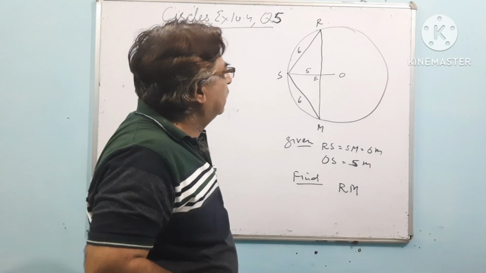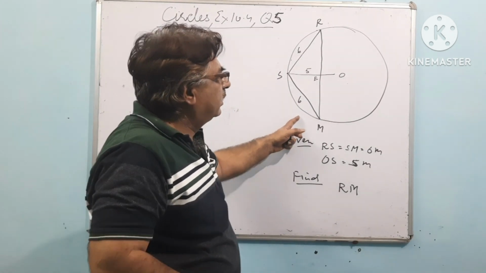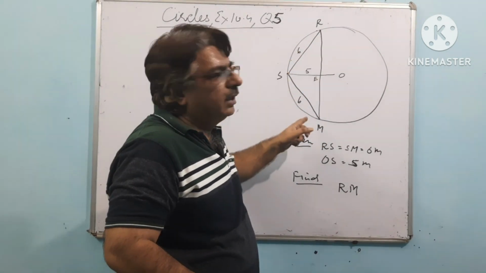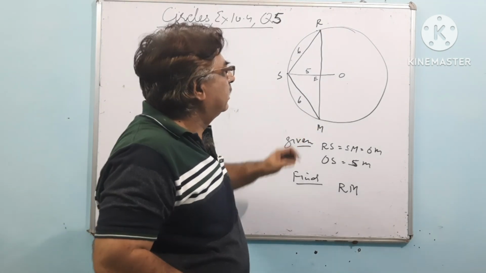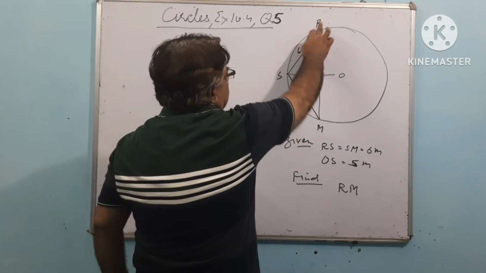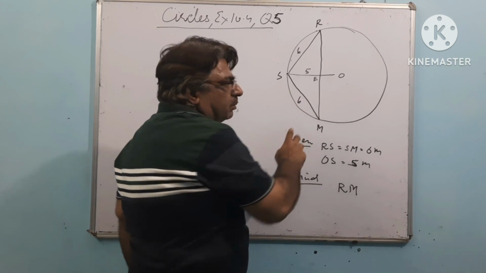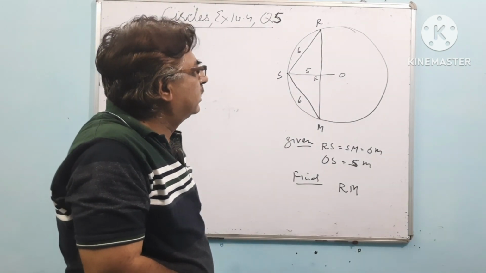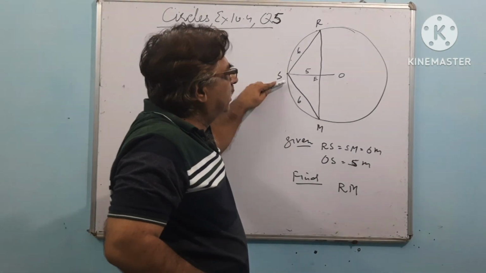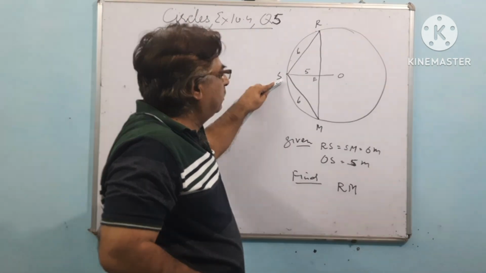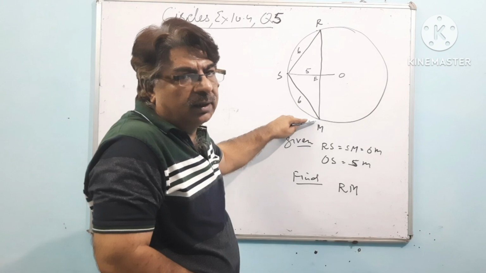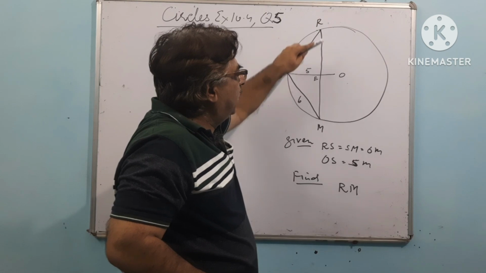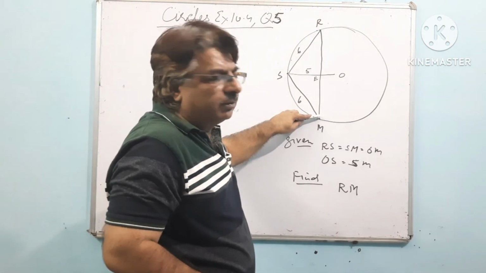In this question, we are given a circular area in a park where Reshma, Salma and Mandeep are standing at 3 points. The distance between Reshma and Salma is 6 meters. Between Salma and Mandeep, the distance is 6 meters. And we have to find the distance between Reshma and Mandeep, that is RM.